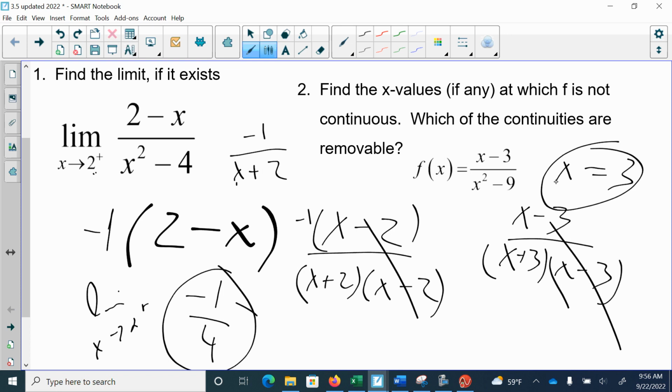Because this one is x is equal to -3, this one is x is equal to 3. So the hole is at x is equal to 3. Yes. The vertical asymptote is at x is equal to -3. Good? Any questions on the homework? Once? Twice? Okay.